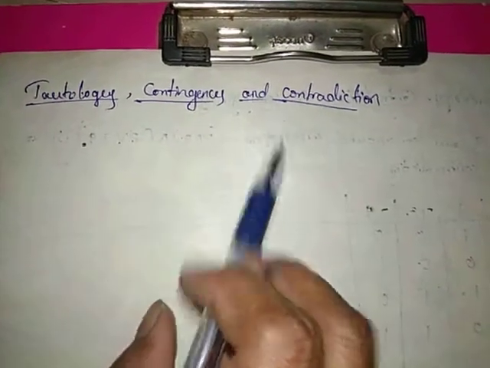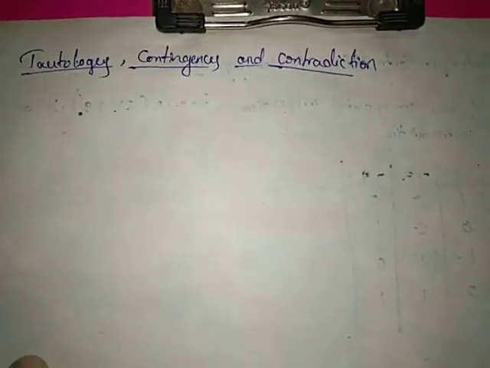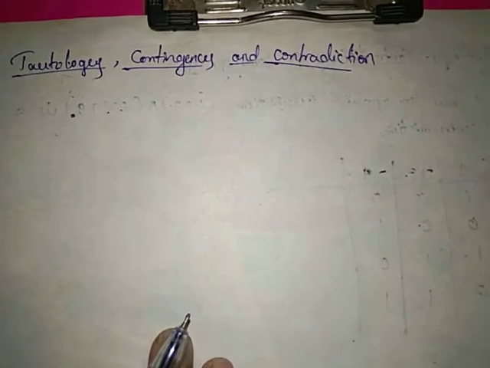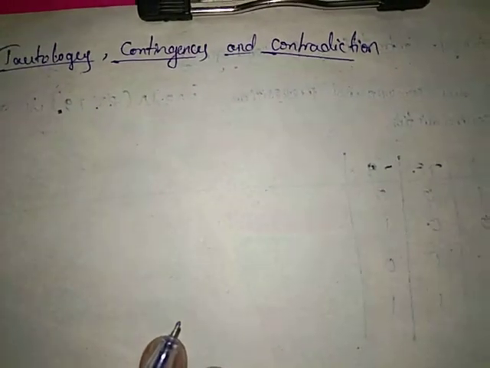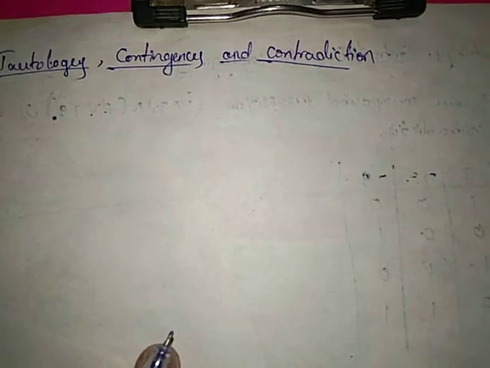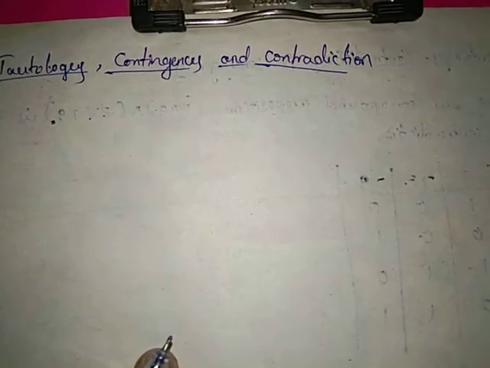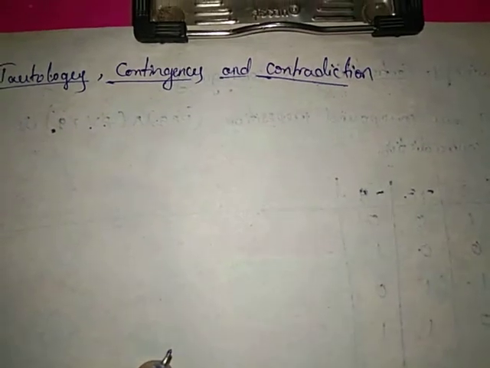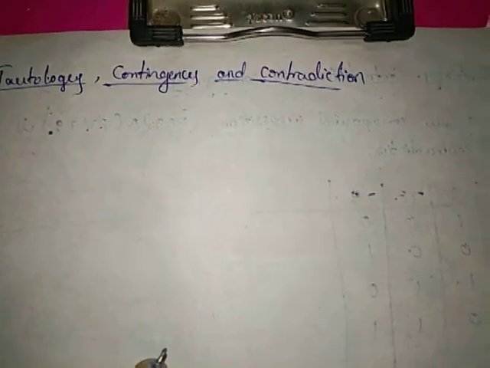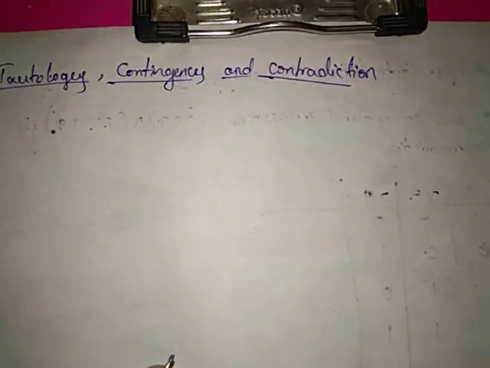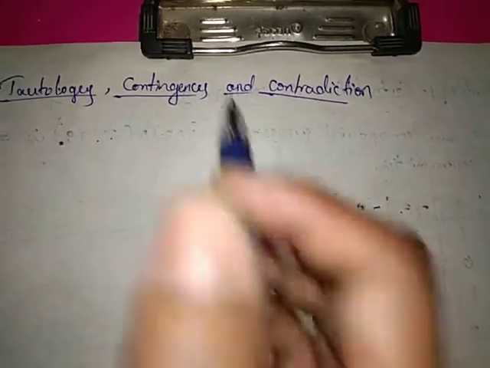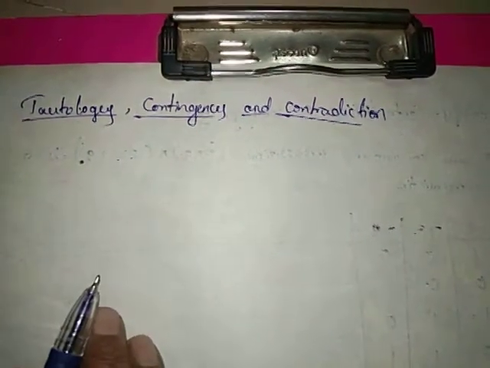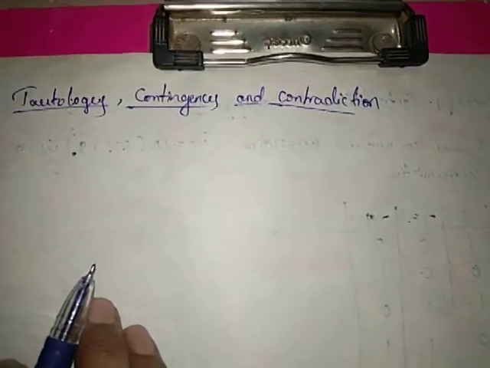So tautology, contradiction and contingency, that we have already discussed in the previous topics. Tautology means a compound proposition which is true for all possible truth values of its components, and a proposition which is false for all possible truth values of its components is called a contradiction, and a proposition which can be true or false for all possible truth values of its components is called a contingency. And we have already solved an example previously.